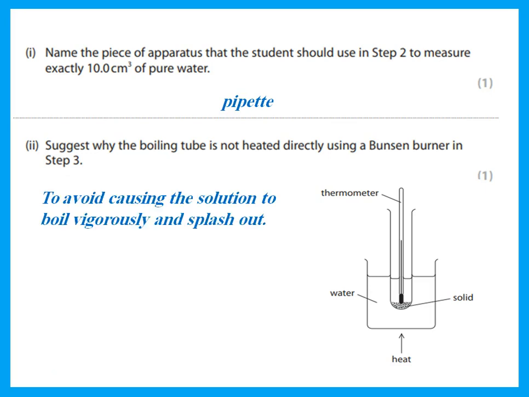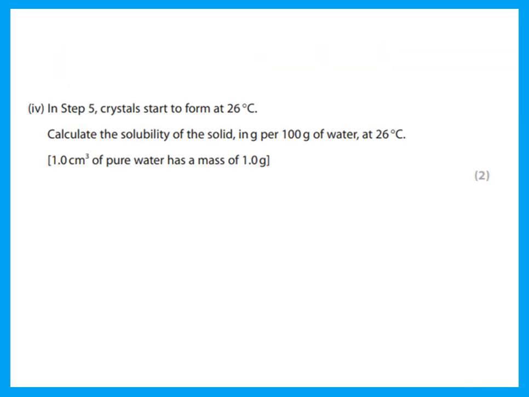Remember, that is because you want to avoid causing the solution to boil vigorously and splashing out, or we say spitting out of the test tube. Then he says in step 5, crystals start to form at 26 degrees Celsius. Calculate the solubility of the solid in grams per 100 gram of water at that temperature.